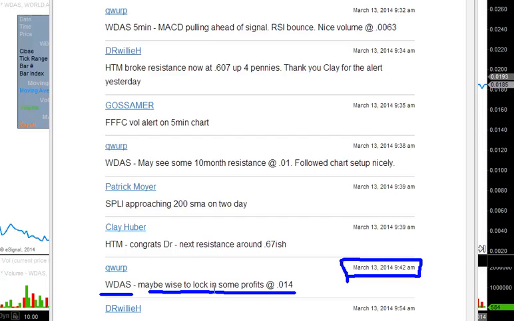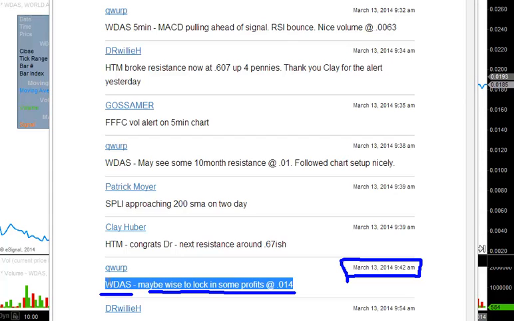Great example right here: there is no pumping. It's a good solid recommendation that it might be wise to lock in some profits. And that's something you don't find in too many other places. So basic, yes, I know.